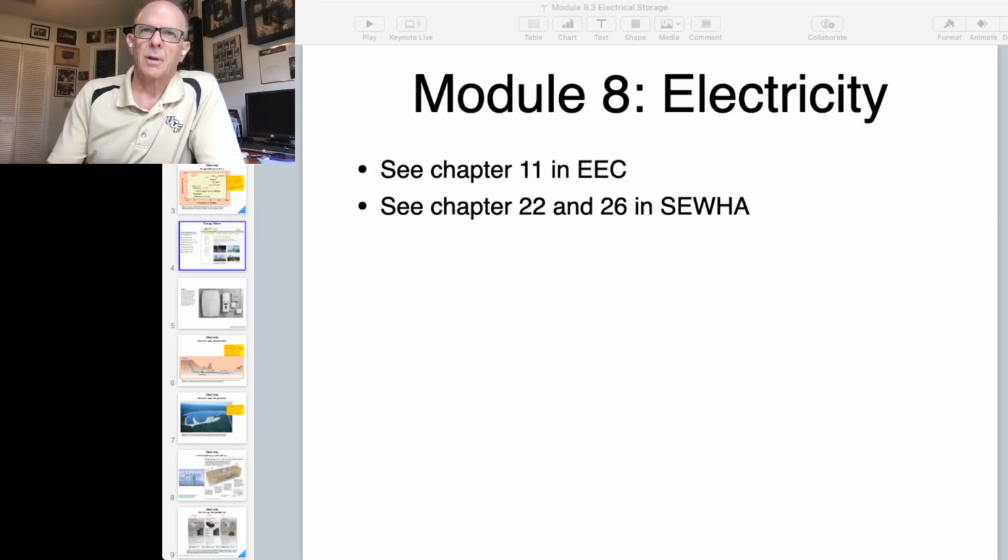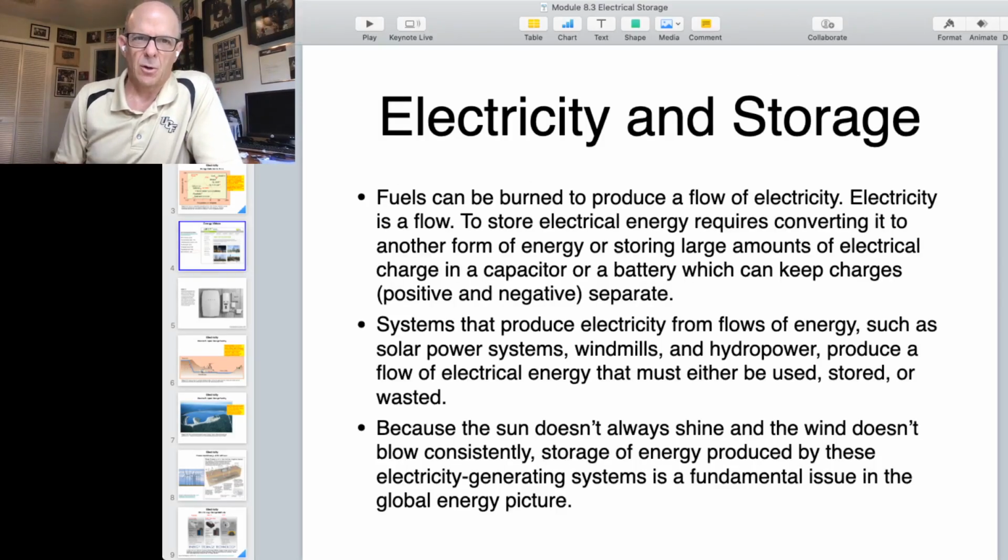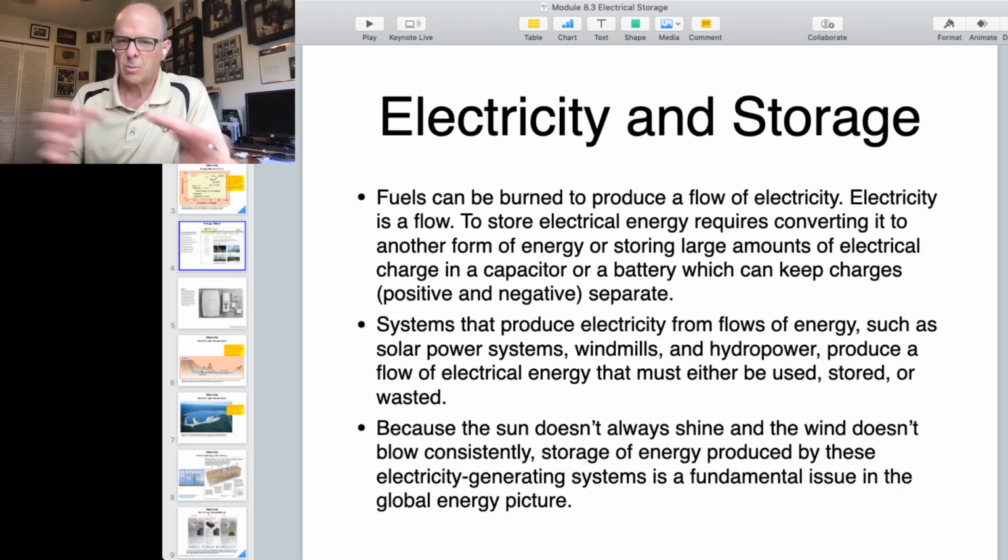So because electricity is a flow of energy, we need to take into account ways that we can store that energy if we're getting our electrical energy from a flow. If we're getting it from a fuel like coal, we can say, okay, let me burn some more coal, I'll produce some more electricity. Then I turn down my coal furnace to produce less electricity. There's some lag time effects and things like that you have to worry about.